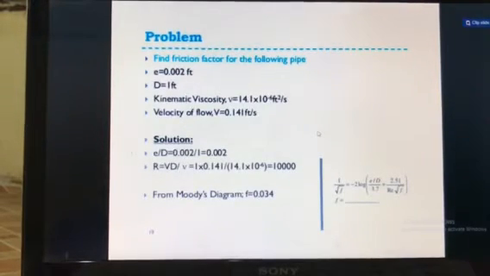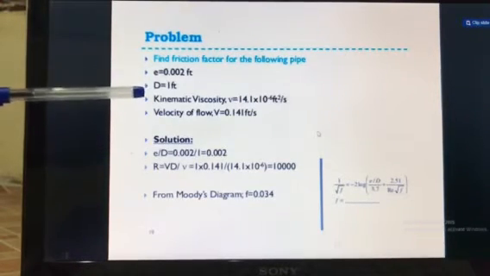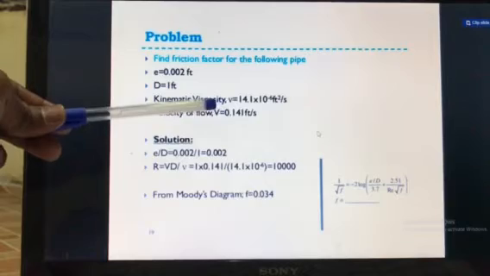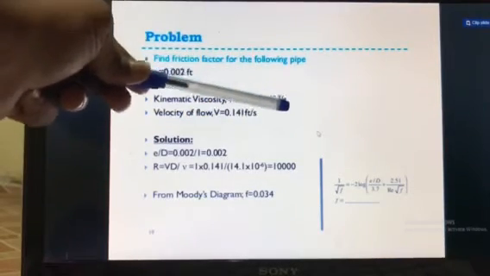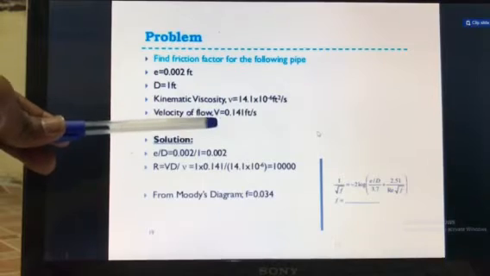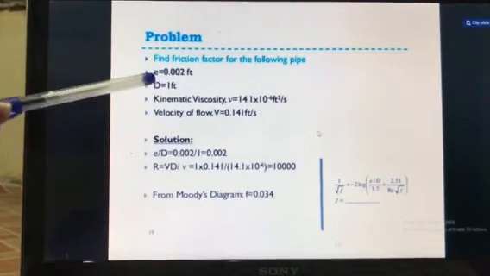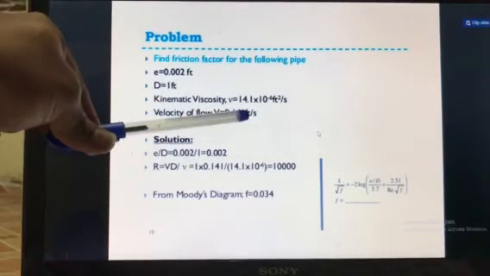The first example is to find the friction factor for the following pipe. The given data is e equal to 0.002 foot, diameter D equal to 1 foot, kinematic viscosity nu equal to 14.1 times 10 raised to power minus 6 foot squared per second, and velocity of flow V equal to 0.14 foot per second. Here all the dimensions are given in foot, not in meters or meters per second; all are in foot, foot squared per second, or foot per second.